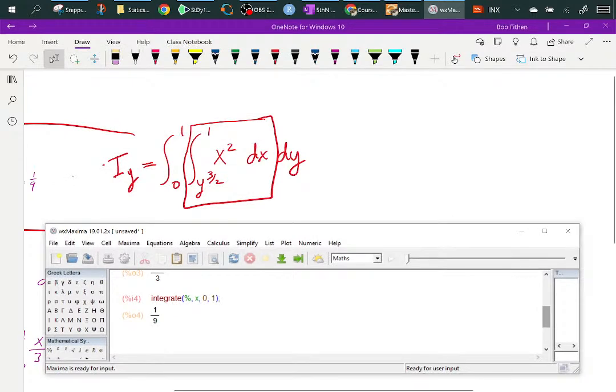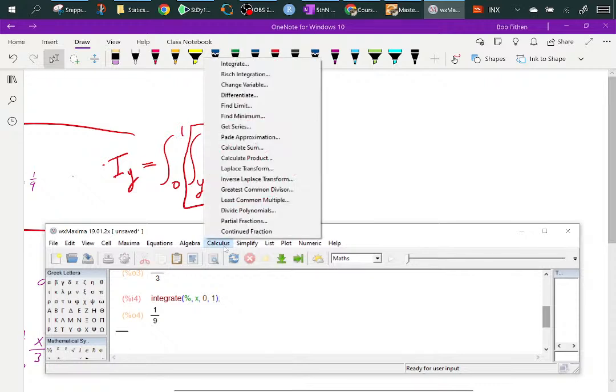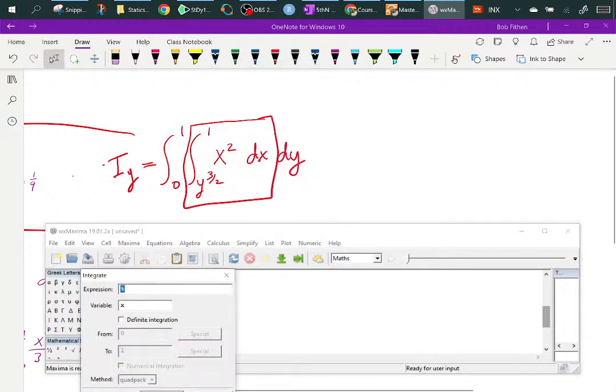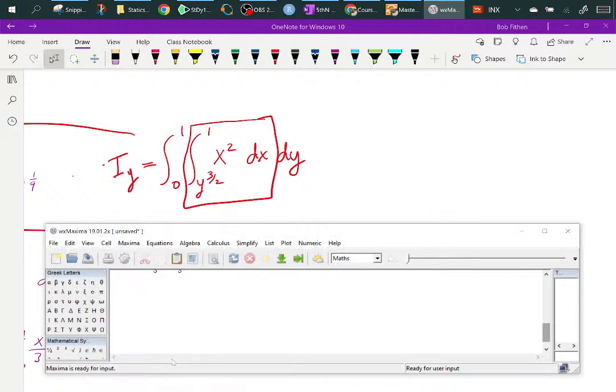Again, I'm starting over. I'll integrate. This time I'm going to integrate x squared. I'm doing this one right here, x squared. Integral values x. My definite integral is from y to the 3/2 power. And there's where I put the parentheses, and that's where I goof sometimes. And I hit OK. Now what I get out of that is something interesting like that.